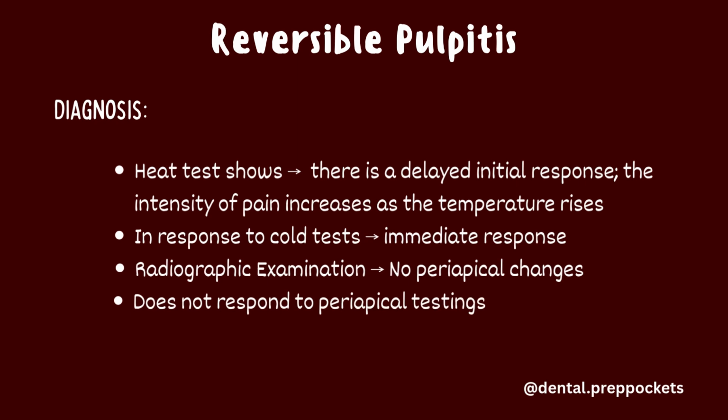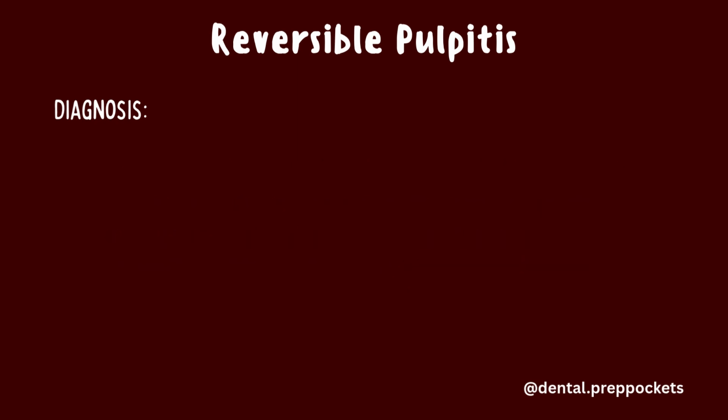Cold and hot stimuli produce different pain responses in reversible pulpitis. When a heat test is applied to a tooth with reversible pulpitis, it shows a delayed initial response, with the intensity of pain increasing as the temperature rises. But there is an immediate response to the cold test, and the intensity tends to decrease if the cold stimulus is maintained. Radiographic examination reveals no periapical changes. It does not respond to the periapical testing.